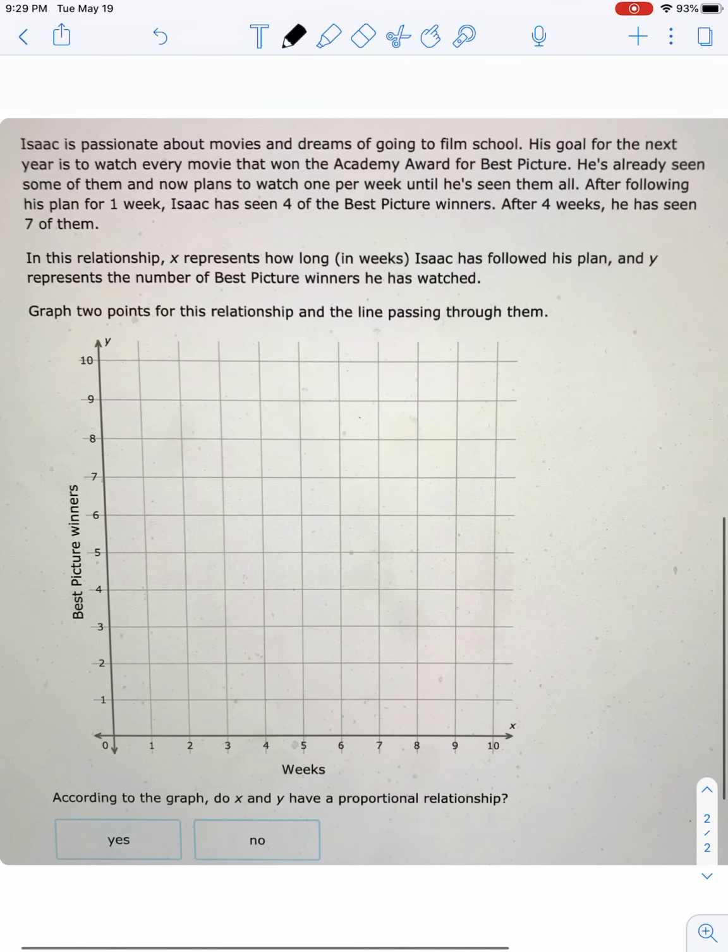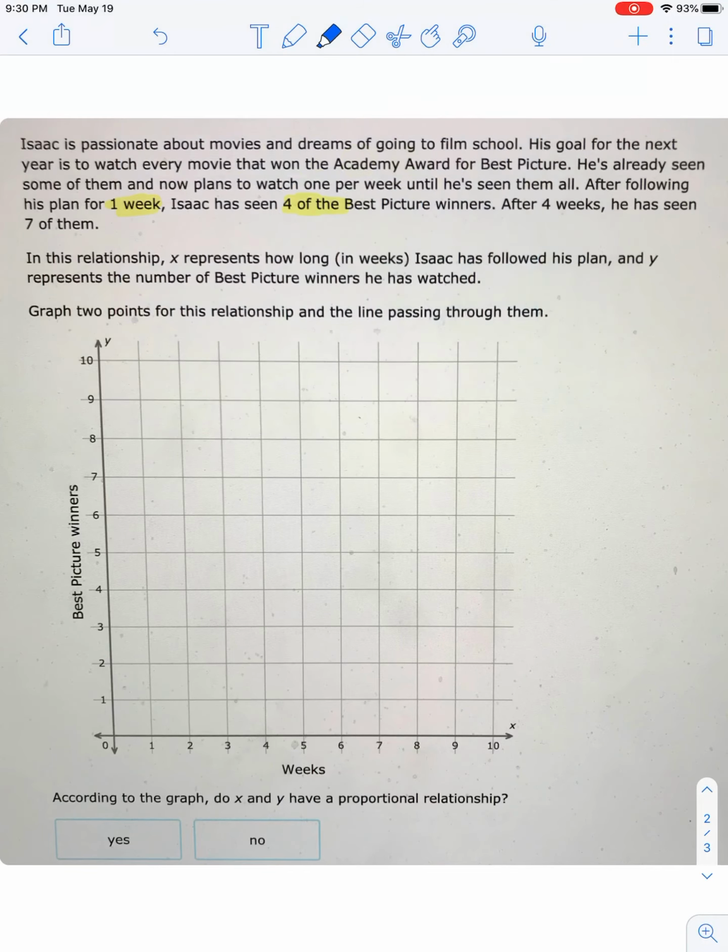Thank you, IXL, for providing the problems. Isaac is passionate about movies and dreams of going to film school. His goal for the next year is to watch every movie that won the Academy Award for Best Picture. He's already seen some of them and now plans to watch one per week until he's seen them all. It's a lot of movies. After following his plan for 1 week, Isaac has seen 4 of the best pictures, so 1 week and 4 films.